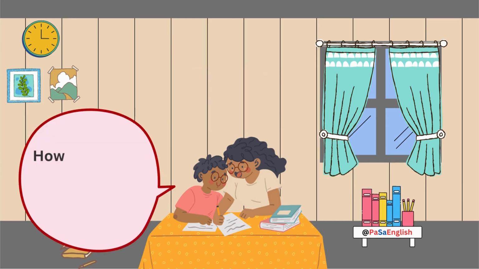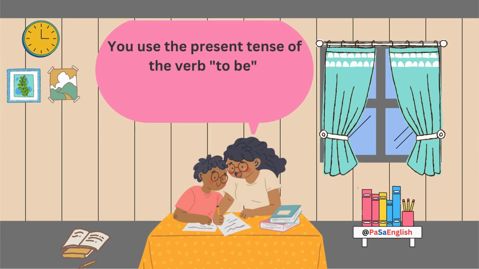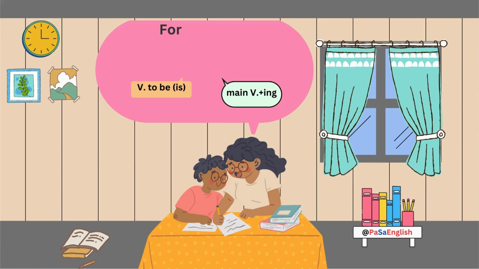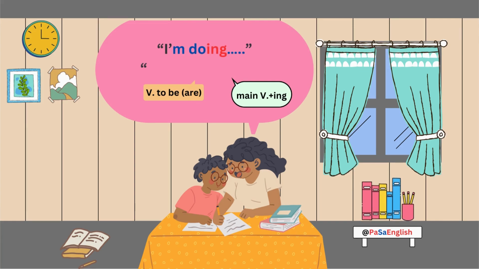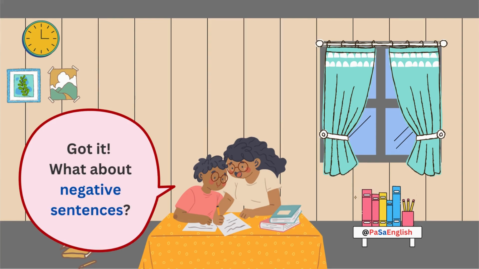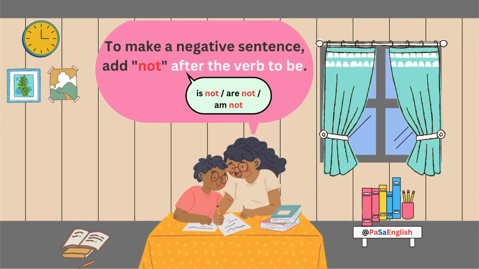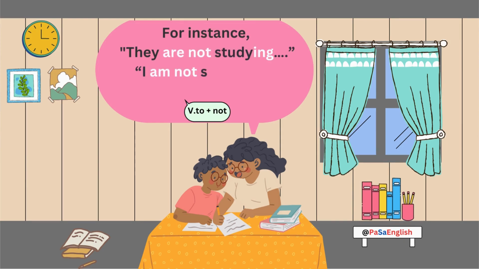That's right. How do we form sentences in present continuous? You use the present tense of the verb to be, along with the base form of the main verb plus ing. For example, she is playing, it is eating, I'm doing, they are making. Got it. What about negative sentences? To make a negative sentence, add not after the verb to be. For instance, they are not studying, I am not swimming, it is not eating.